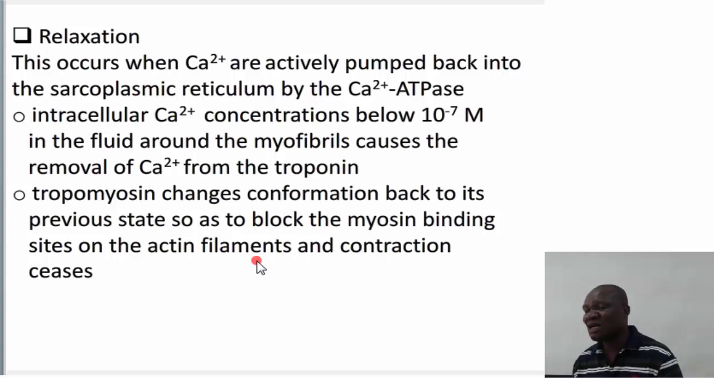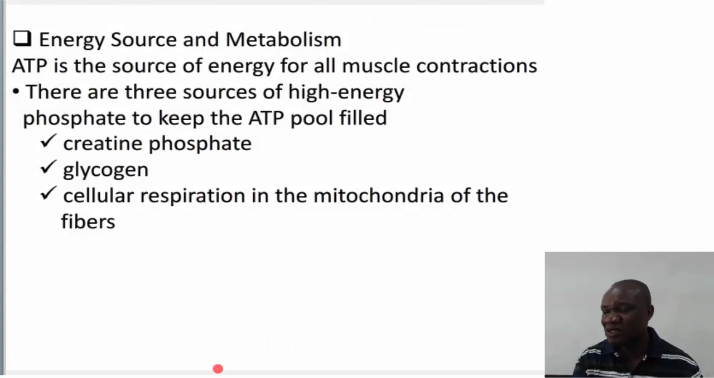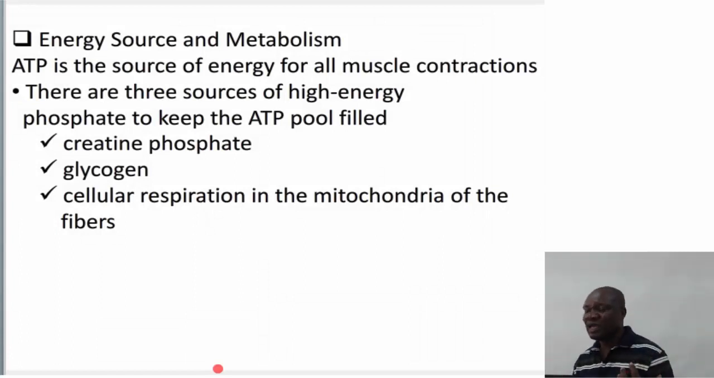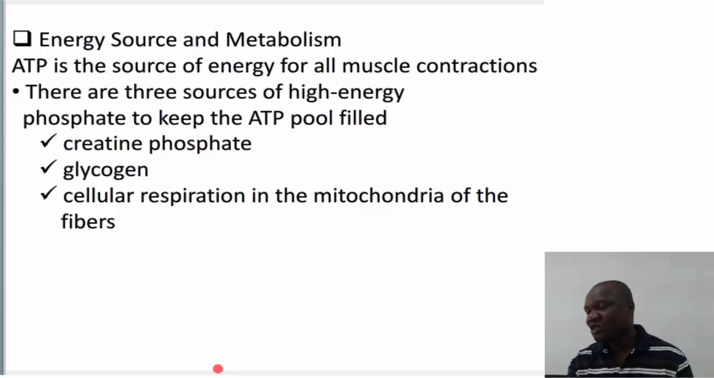Decrease in intracellular calcium concentration results in the tropomyosin assuming its original conformation. This would ensure that the tropomyosin drops back into its original position and covers the myosin binding sites on actin. Once those sites are covered, myosin can no longer interact with actin and the muscle relaxes.